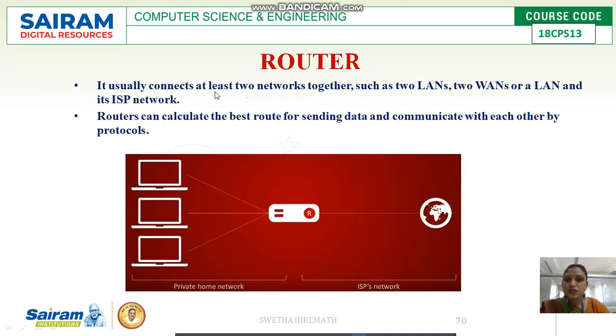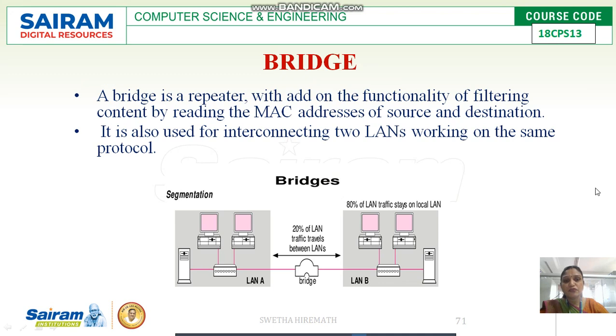Next is routers. A router usually connects at least 2 networks together, such as 2 LANs, 2 WANs, or a LAN and its ISP network. Routers can calculate the best route for sending data and communicate with each other by protocols. So routers are used for the interconnection between 2 LANs or 2 WANs or a LAN and its ISP. We use these routers for routing the data packets formed at one end, and they are transferred to the other end with the help of the protocols.